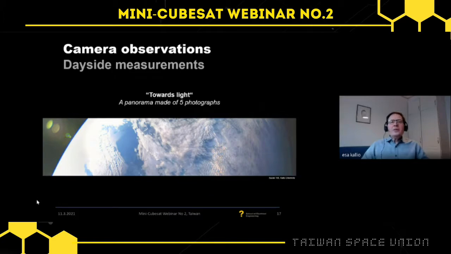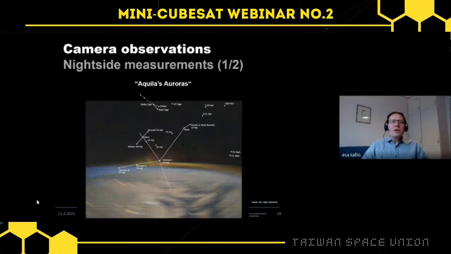And here you can see a panorama made of 5 photographs. We call it "towards light." Here you can see the whole field of view, what we can see on the left in this kind of narrow field of view. You can see a little bit of the ground, sea and clouds, from the bright to the dark side. But this was an example of our day side.